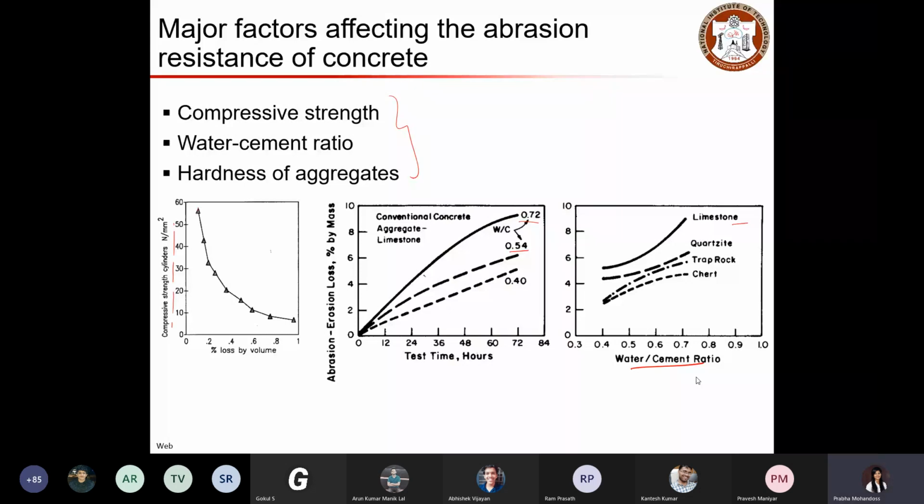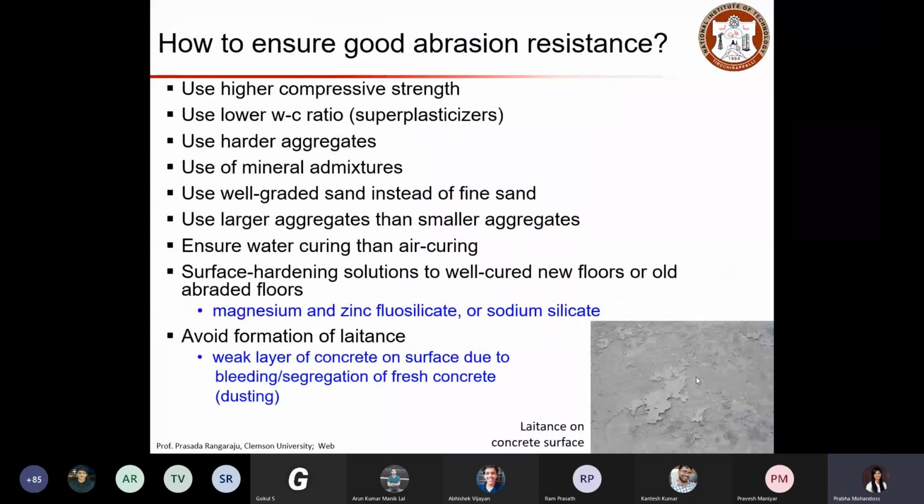Now these are the points to summarize how to ensure good abrasion resistance. You can choose higher compressive strength. You can reduce the water cement ratio. When you reduce the water cement ratio, you will experience workability issues, so you can use superplasticizer to account for that. And then you can use harder aggregate and use mineral admixtures. When you use mineral admixtures, your concrete structure becomes denser, so it will be better at resisting the abrasion.